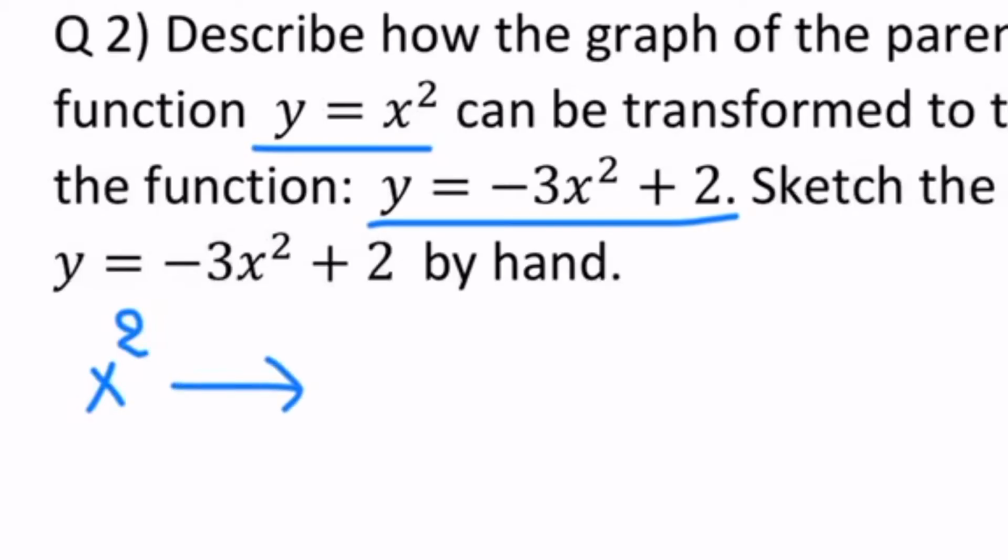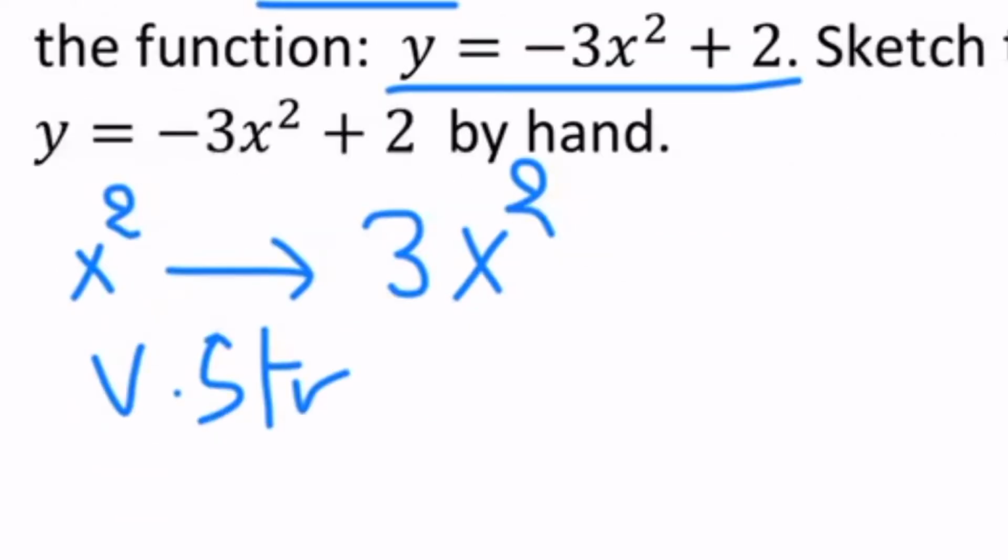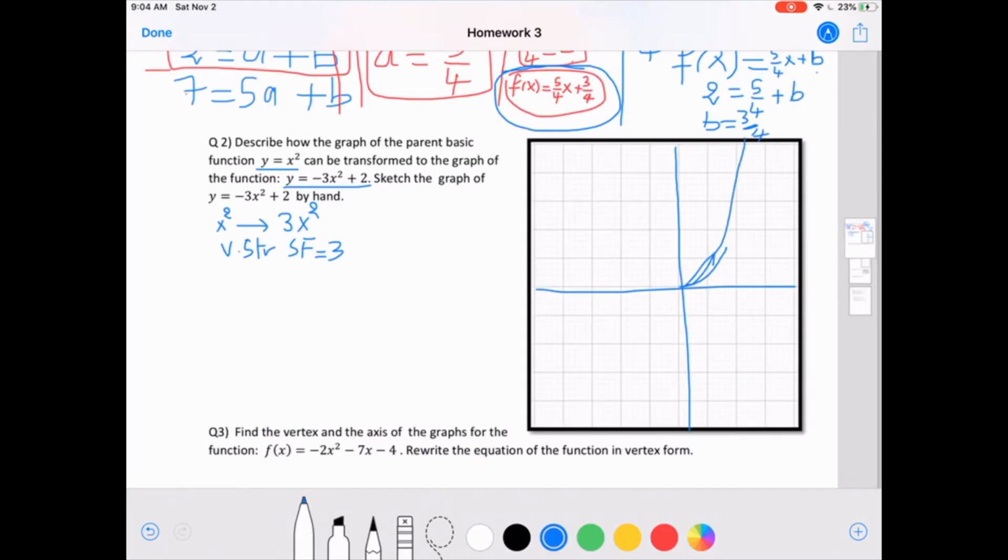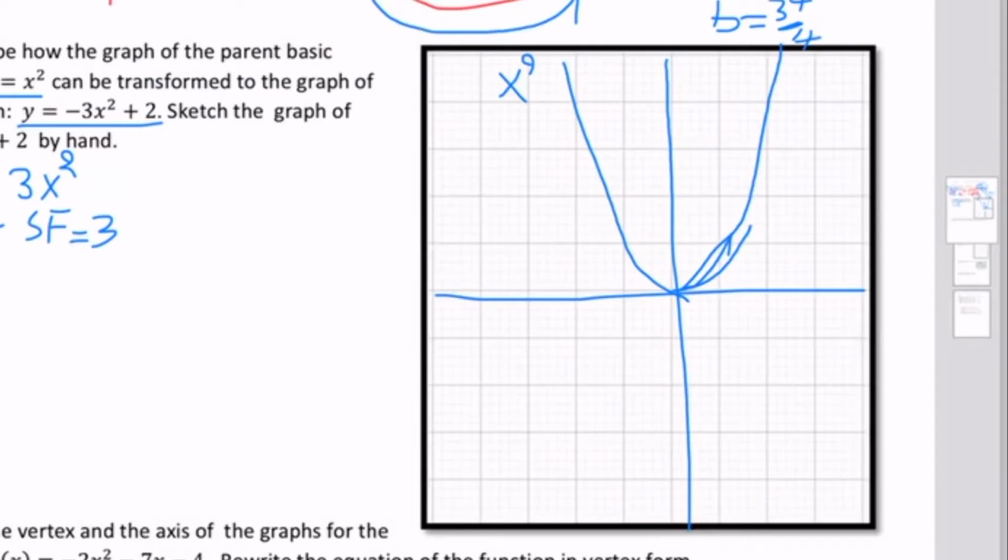The first transformation is a vertical stretch of scale factor 3, because we can see there is a factor of 3 multiplied by x squared. This is x squared. Now we can draw the vertical stretch, so the point (1, 1) becomes (1, 3) here, as you can see. So you get this function using the vertical stretch.